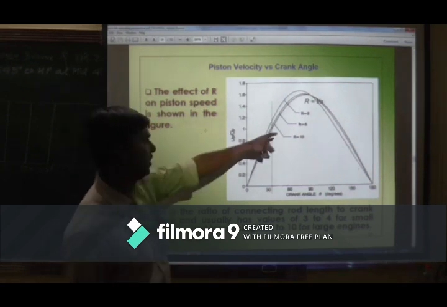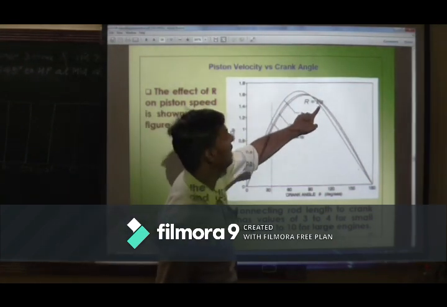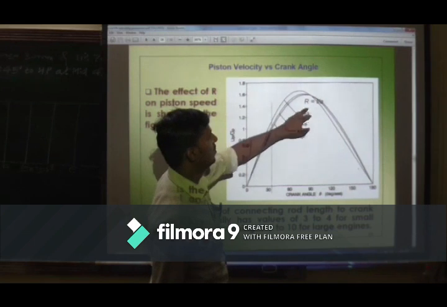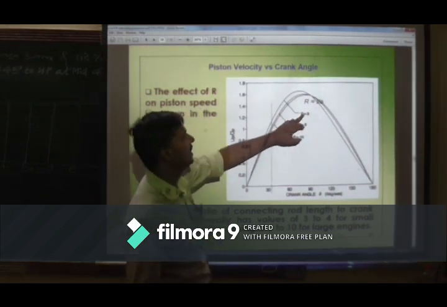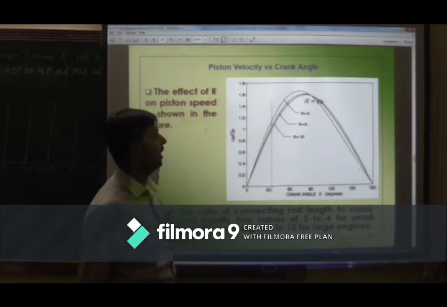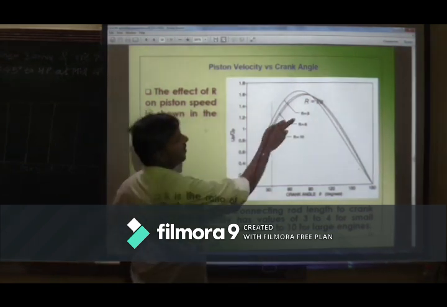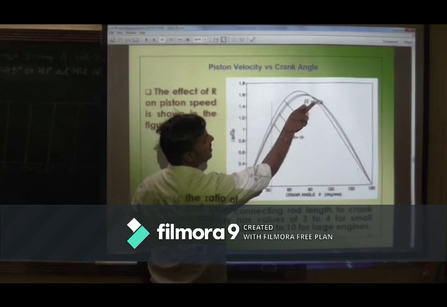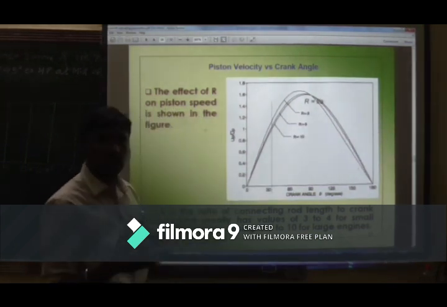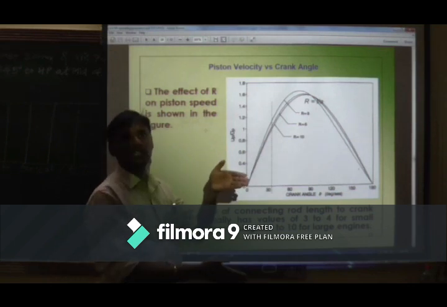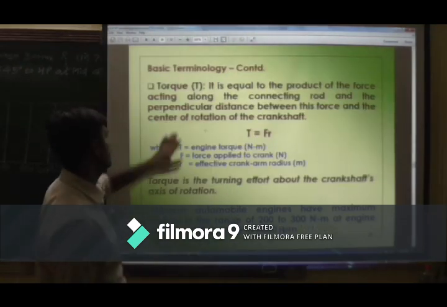And what is this R? That is the L by A ratio. You know L is what? Connecting rod length, and A is what? Crank length. So that is R. And if connecting rod length increases, means connecting rod length increasing means what? Stroke length is increasing. Now see torque.